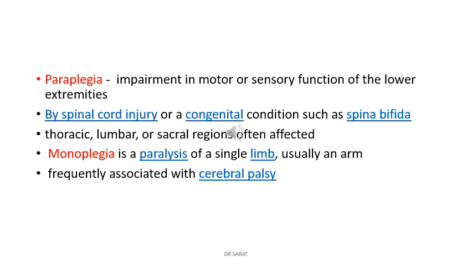Then monoplegia is another condition, as the name suggests. A single limb is involved. Paralysis of a single limb, usually an arm, etc. Frequently associated with cerebral palsy.